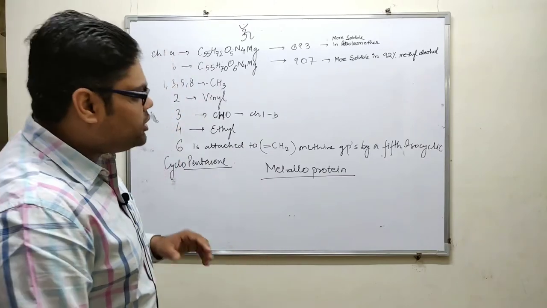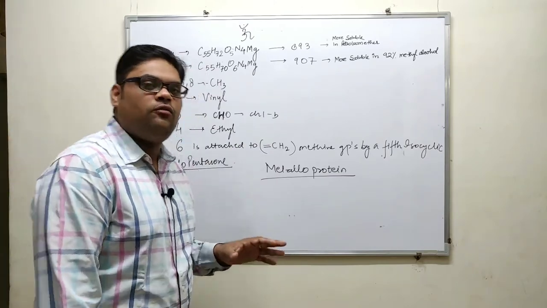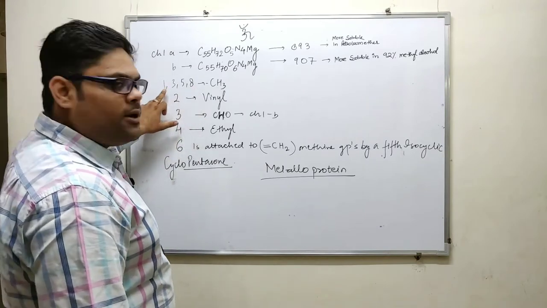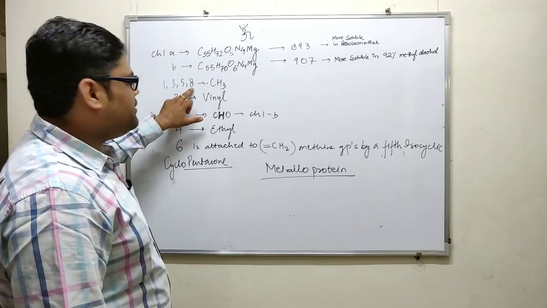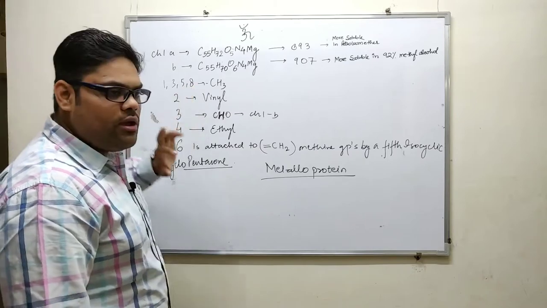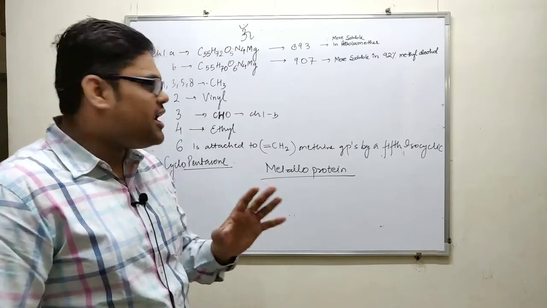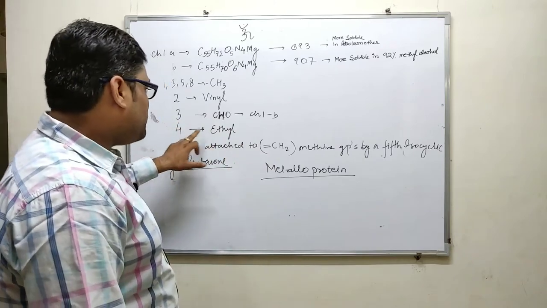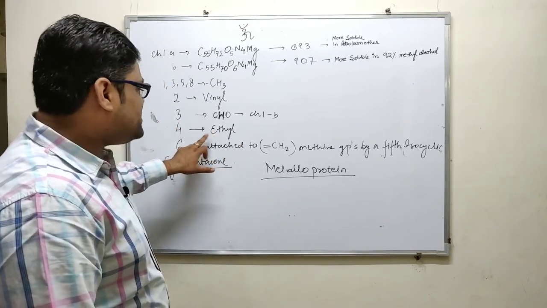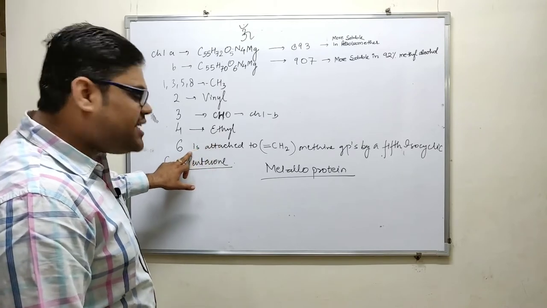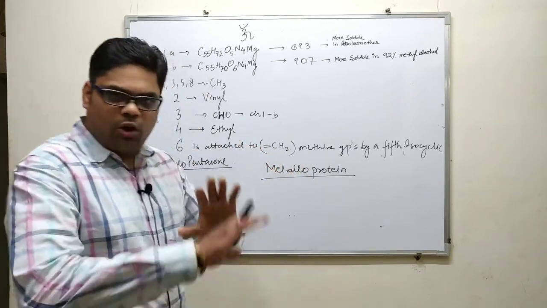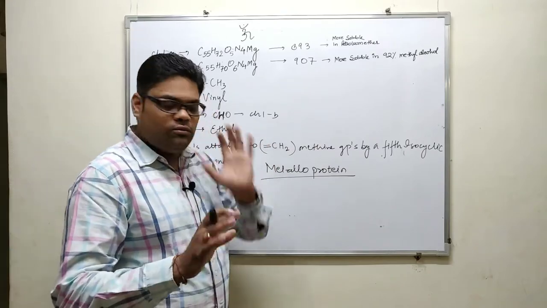CHO group, and on the third carbon, chlorophyll A is having what, a methyl group. Generally, in chlorophyll A, carbon number 1, 3, 5, 8 have methyl groups. Carbon number 2, a vinyl group. Carbon number 4 is an ethyl group. Carbon number 6 is attached to methane bridges. These methane bridges are generally distributed over the whole of the structure.